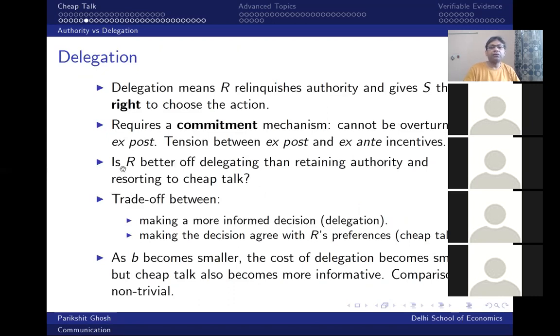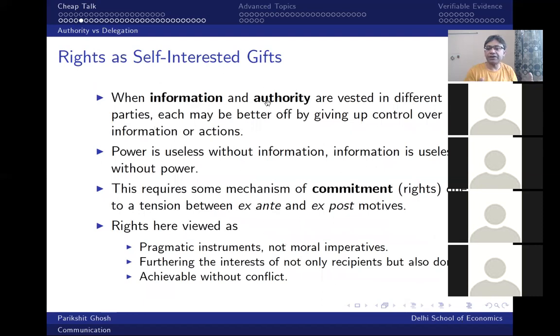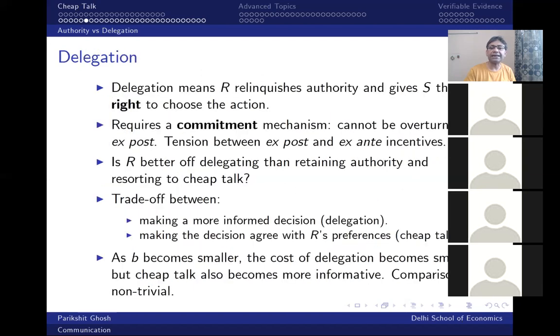Now, the various kinds of this transference of rights can be thought of. One is delegation. Power and information, if they're initially separated, you can transfer power to the informed party. And that's what delegation is. So in our game, suppose the receiver can hand over the keys to the sender, as it were, and write down a binding promise, a law which says that the sender can choose the action, and the receiver will not interfere with that choice.